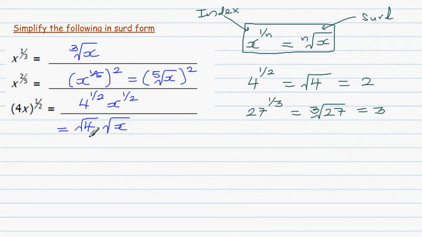And the square root of 4 is, you can write 2, it is plus or minus 2 to be exact. So by default, this is 2 root x. By default, the square root of 4 is, if you want to be completely right, plus or minus 2. This should be plus or minus 2 root x. So this is the surd form.